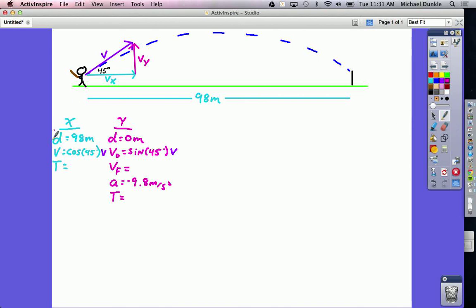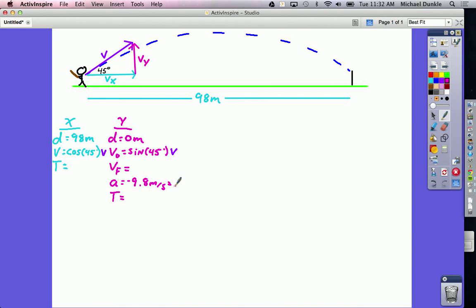So as always, we're going to start with projectile motion, writing down our left and right things. We have our x stuff. The distance is 98. The cosine of 45 degrees times velocity is the velocity in the x direction here. And we do not know time. In the y direction, we know that it's going to land at the same height from which it was hit, so the distance in the y is 0. The velocity initial is the sine of 45 degrees times the velocity, because it's the opposite side of our triangle. And the acceleration, as always, is negative 9.8.